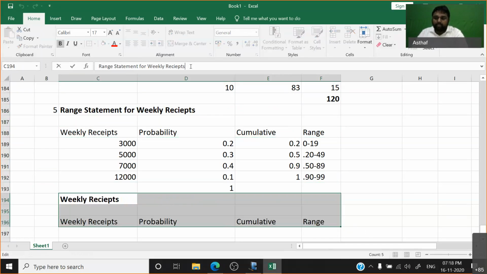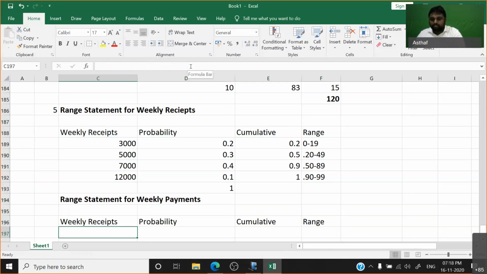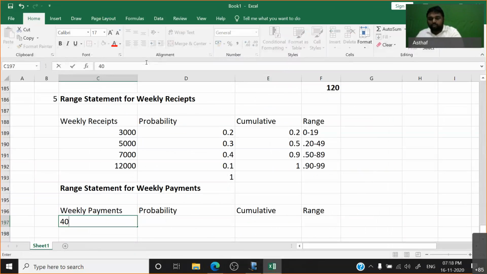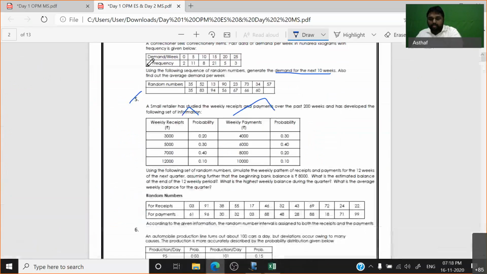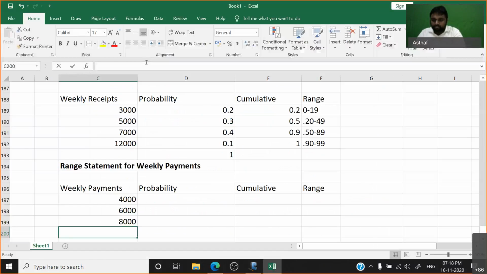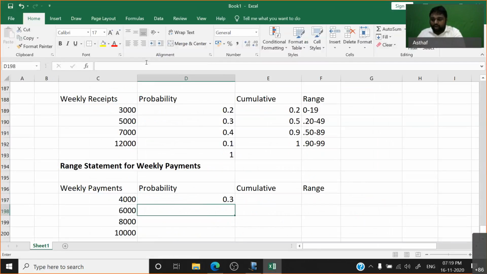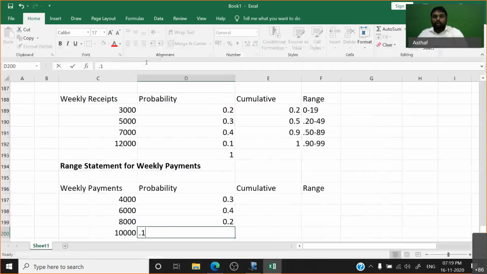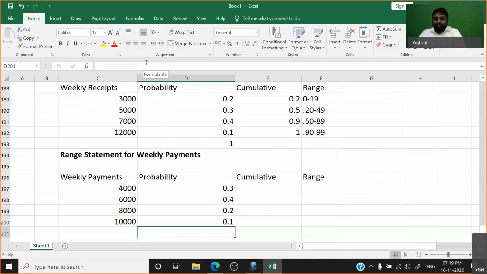Weekly random statement for weekly payments. So $4,000, $6,000, $8,000, $10,000. Probability 0.3, 0.4, 0.2, 0.1.